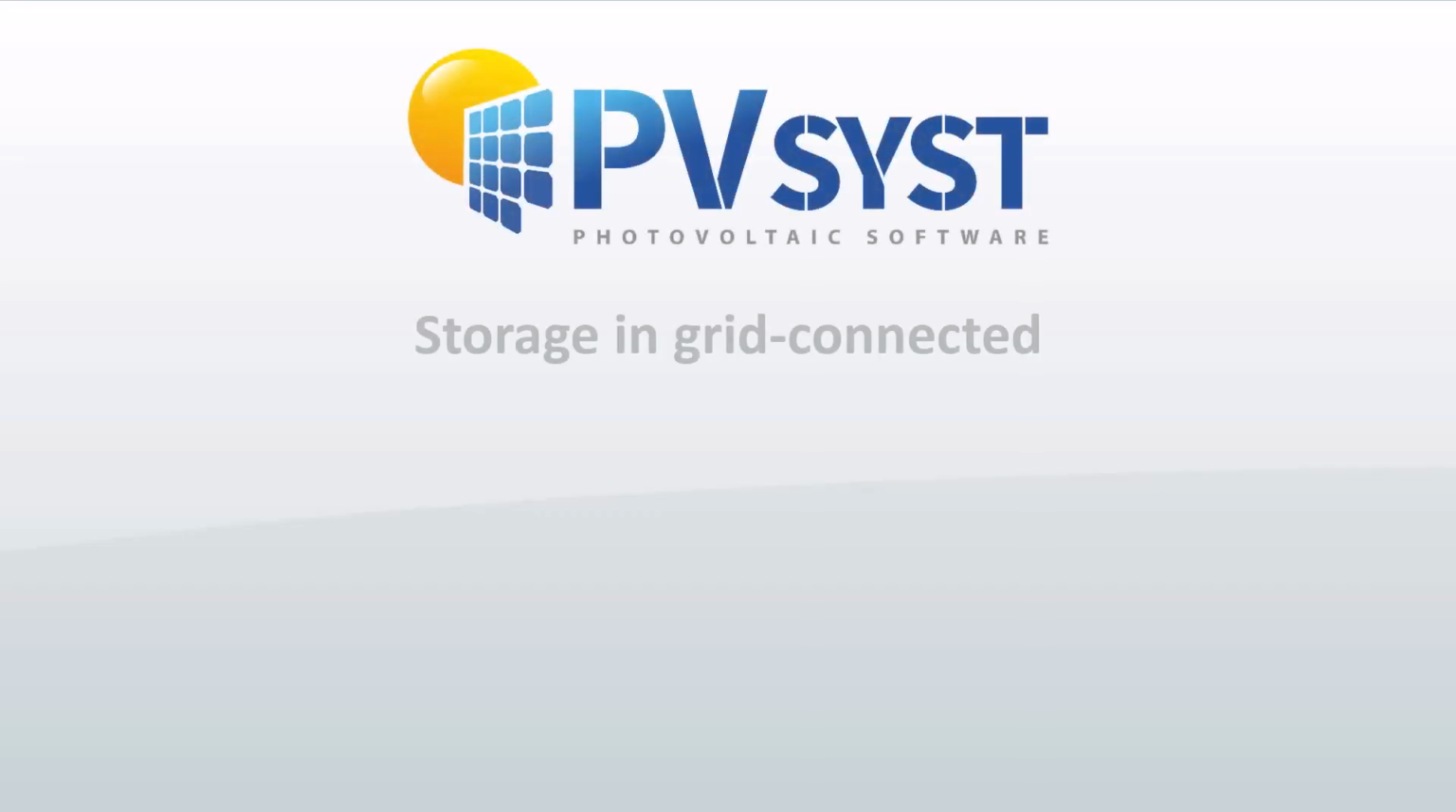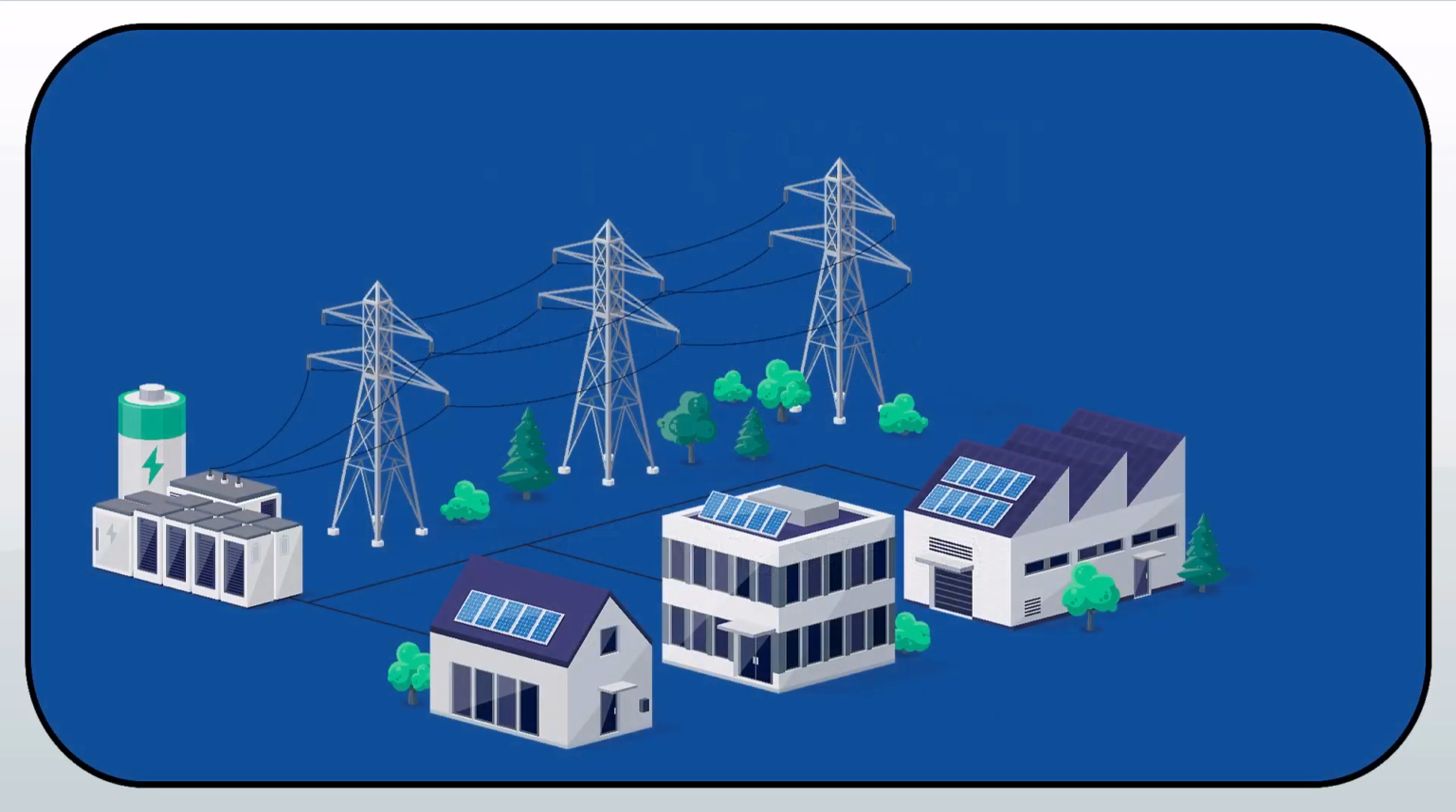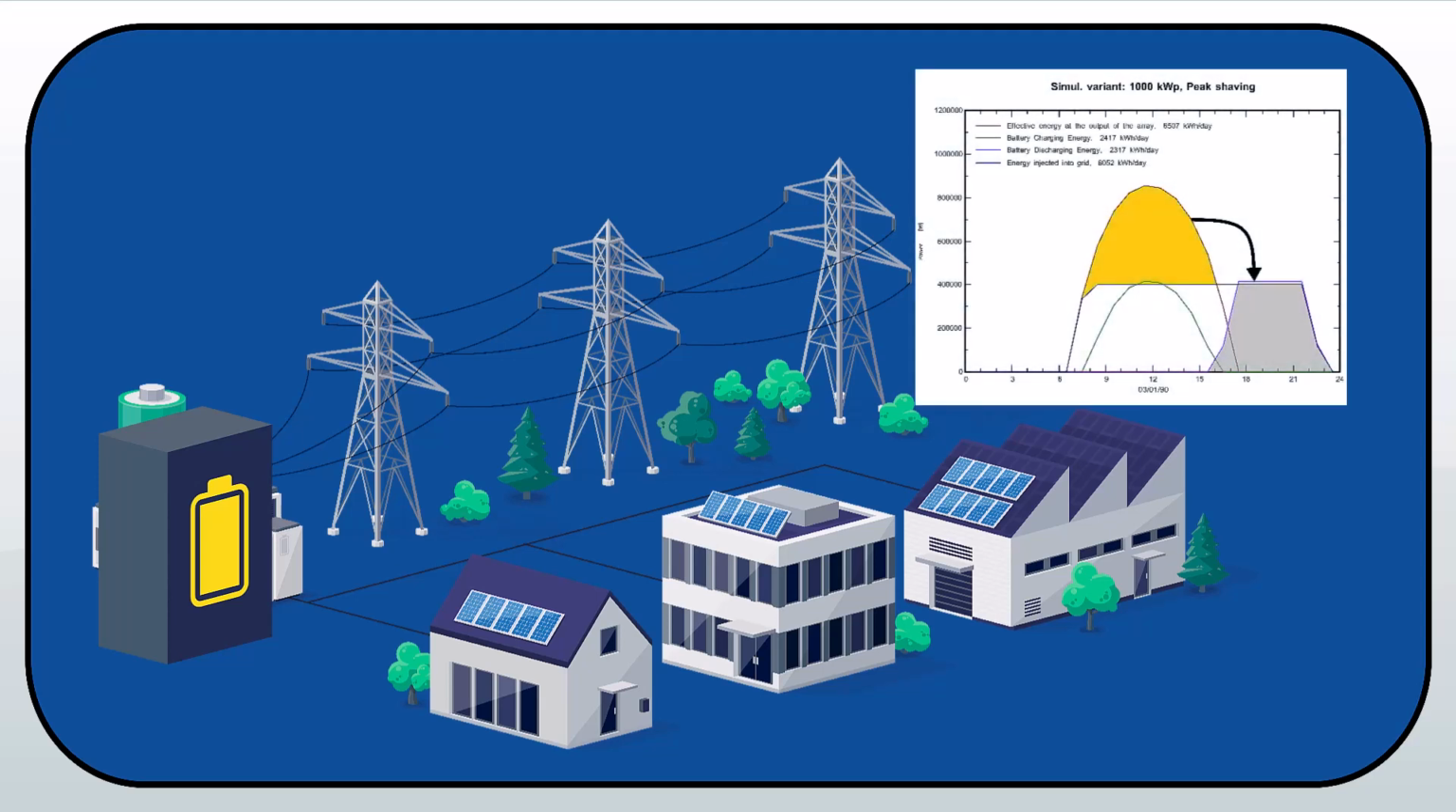In this tutorial, we will show how to implement battery storage for the peak shaving strategy in simulations of grid-connected systems. Many grid-connected PV systems today are equipped with a battery energy storage system, or short BESS. The purpose of such hybrid systems can differ from case to case. In this tutorial, we will describe the so-called peak shaving strategy, which aims at recovering curtailed PV generation.